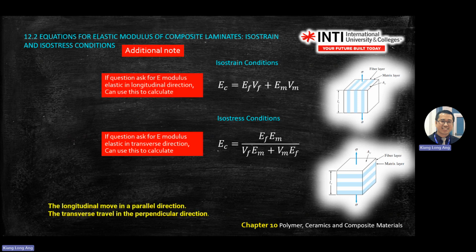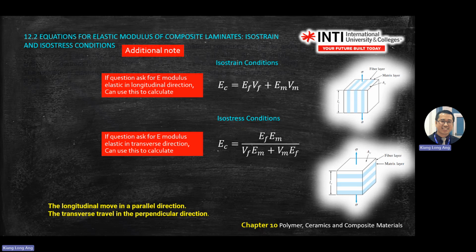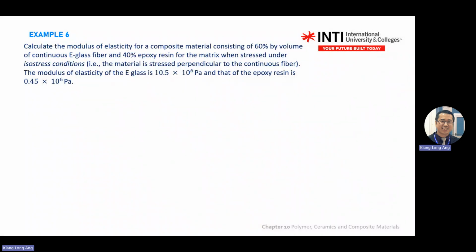Okay. So this is another highlight. When you see the question say longitudinal, you use the above one. If the question mentions the transverse direction, then you use the isostress equation. Okay. So look at example number 6.